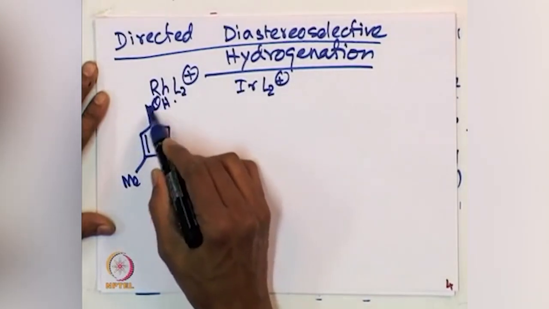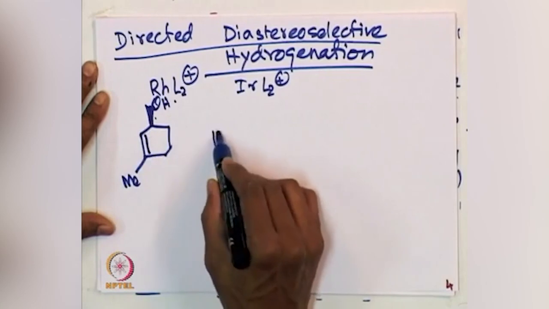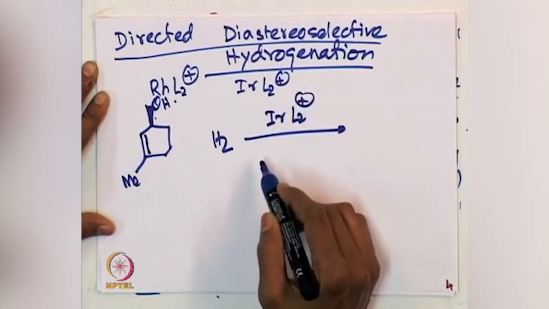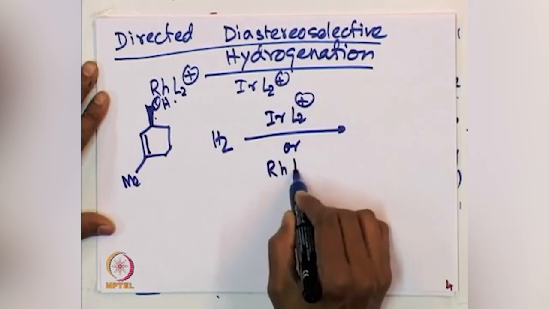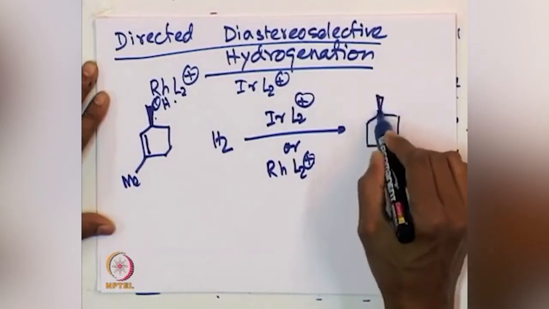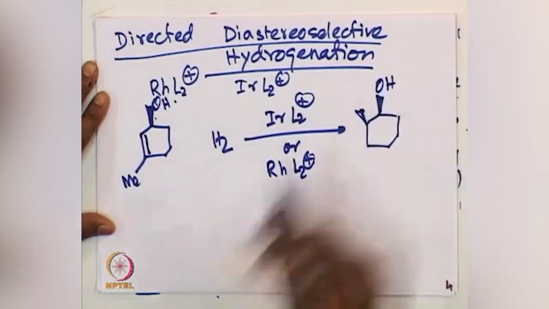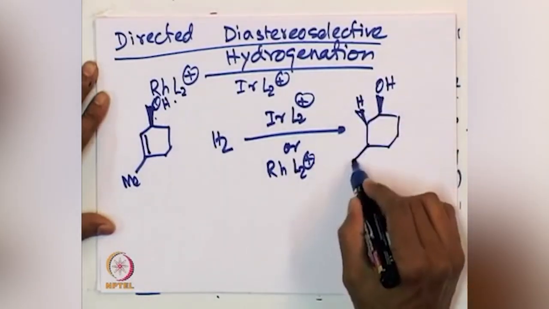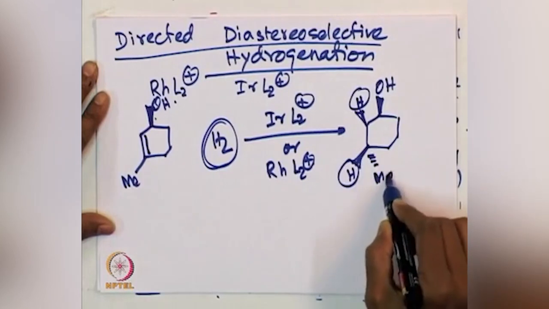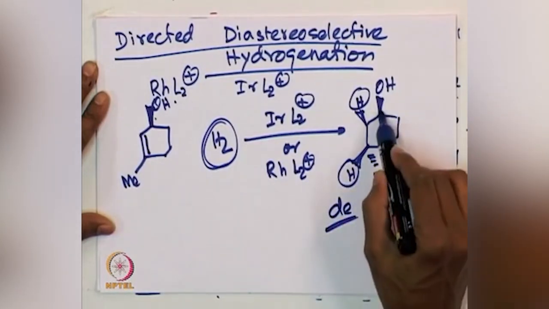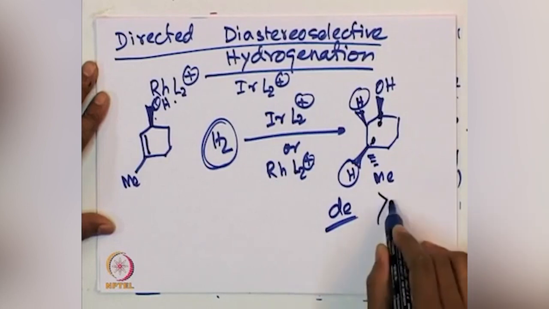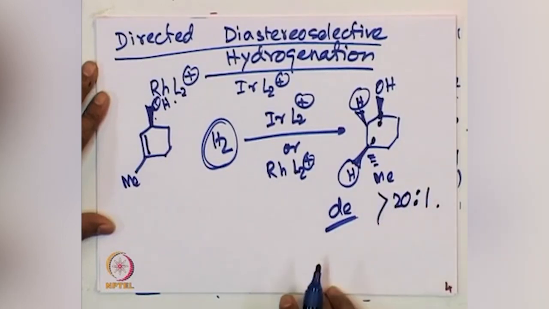So, you have the hydroxy above the plane in this case, okay, and you want to add hydrogen to it, for example, with iridium L2 plus, which is again a Crabtree's catalyst, or you can take rhodium L2 plus, which is again Stock-Osmond catalyst. Overall, in this case, you are going to get the hydrogen addition from the same plane as the hydroxy. So, hydrogen will be above the plane. These two hydrogens are coming from here, and the methyl group will be below the plane. And the diastereomeric excess in this case, because there are two centers, this one and that one, so the products are going to be diastereomers. Diastereomeric excess in this case is going to be 20:1, okay.